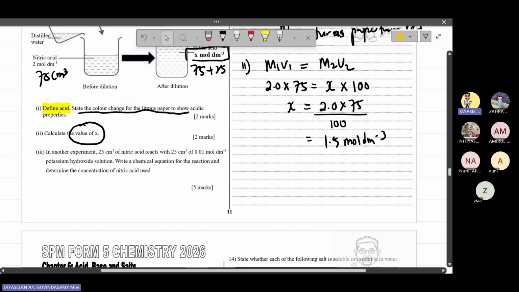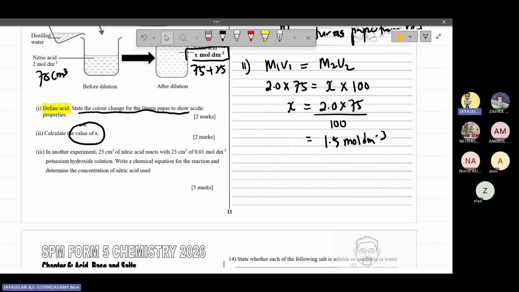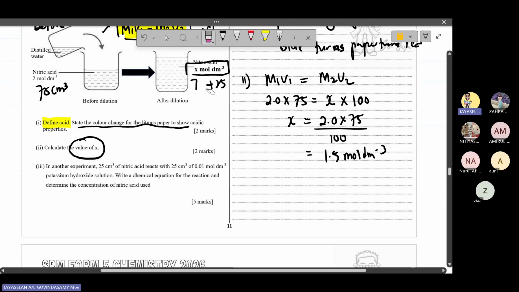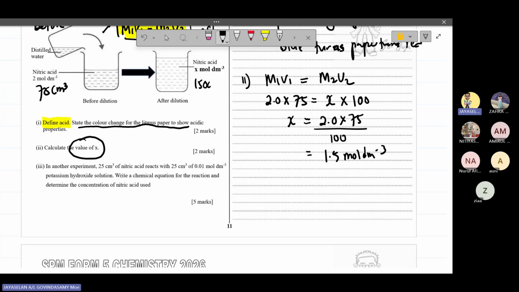Okay, those at home, we are still waiting for the friends. So you just do it. Okay, so far, any question? That means here the volume is 150 cm³ and the concentration is 1.5 mol dm⁻³. Keep this one. Okay, read the next question.